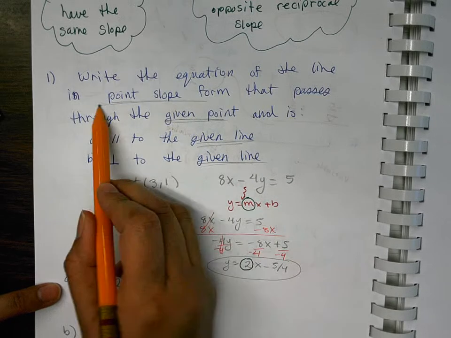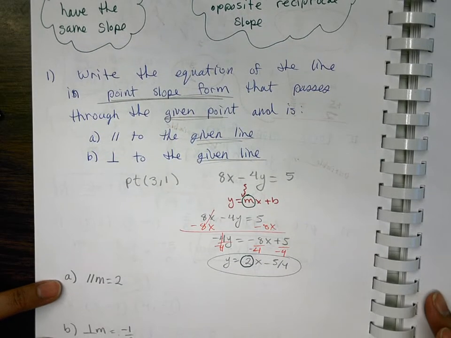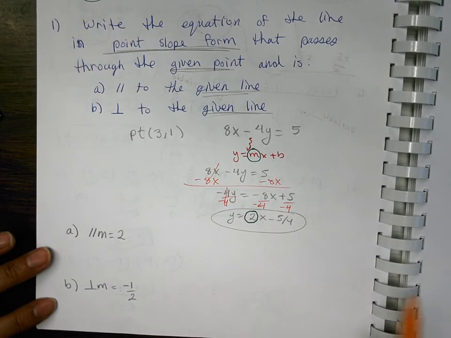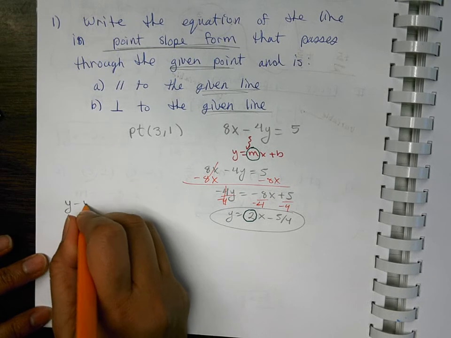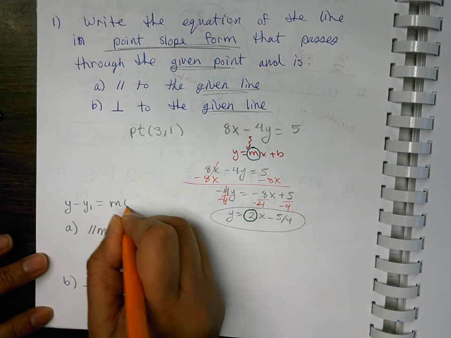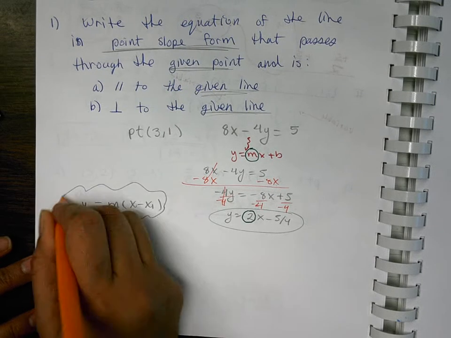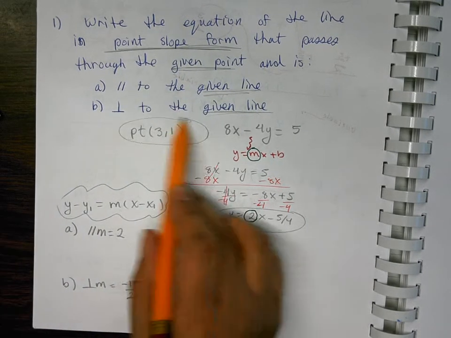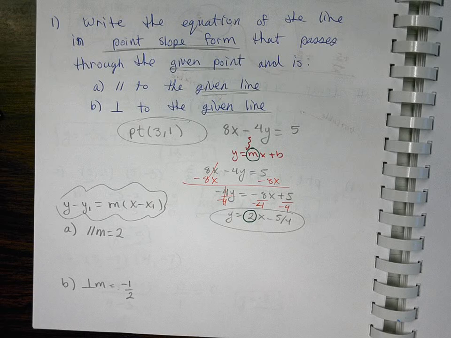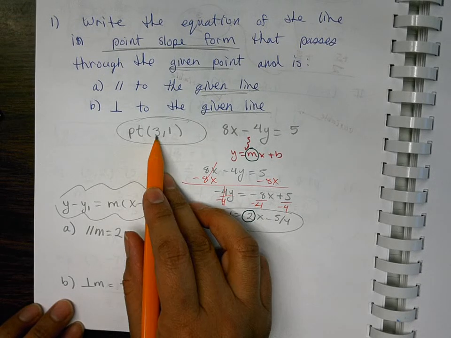Point slope form. That's the nice one, right? That's the easy one when they ask you to find the equation. y minus y1 equals m parentheses x minus x1. Does everybody remember that? And they only give us 1 point to use, so what do I have? What's my equation going to look like? y minus 1 or y minus 3?